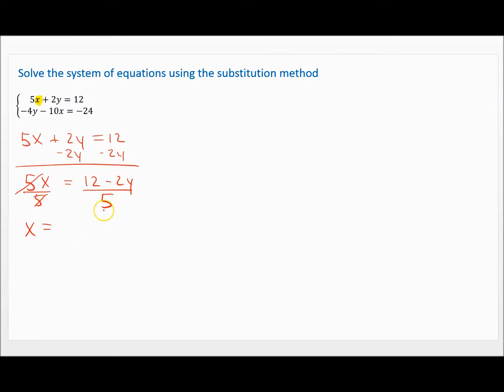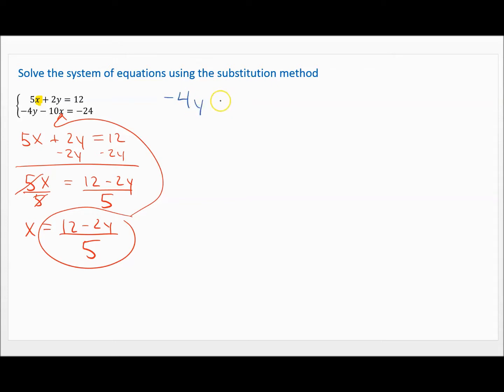Now when I say divide everything by 5, you could have divided each of these by 5 or leave the 5 underneath the whole fraction. It doesn't matter. I'm just going to leave it underneath. Okay? Alright, now that's my x. What am I going to do with it? I'm going to pick it up and plug it into that x right there. It looks like a big mess, doesn't it? But it's okay. We'll get it. So negative 4y minus 10, and remember, I'm taking out the x and plugging in 12 minus 2y divided by 5 equals negative 24.